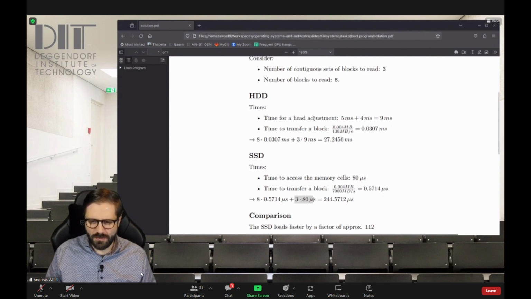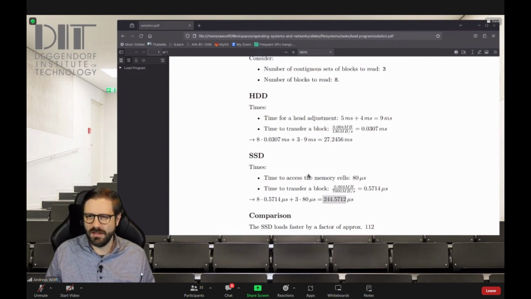And now you see the total time it requires to load the program using an SSD is around 250, let's say, microseconds, because the time we require to transfer a block is 0.5714 microseconds. If you put in the numbers, you multiply this by 8 because we have 8 blocks. Then we sum all this up, and we come to the result of 250 microseconds. And now, I mean, 3 times 80 microseconds, it's still the lion's share.